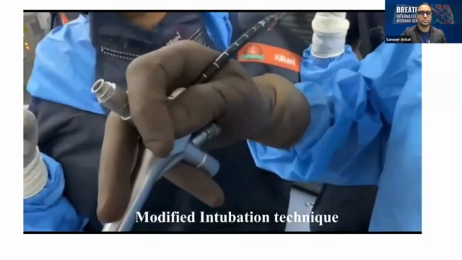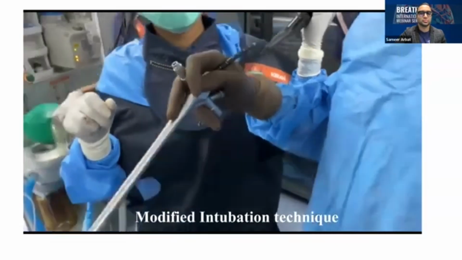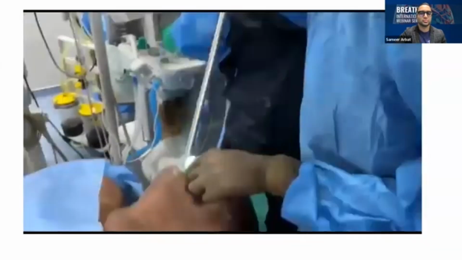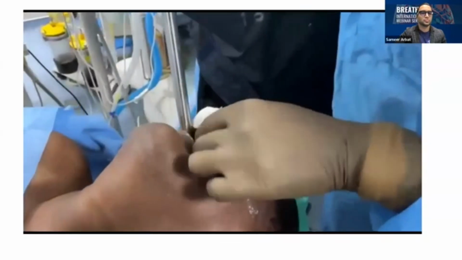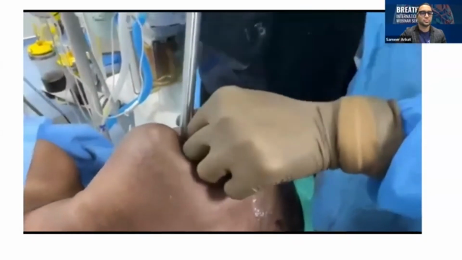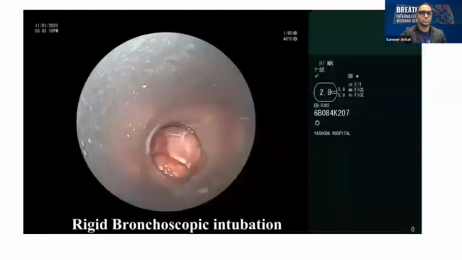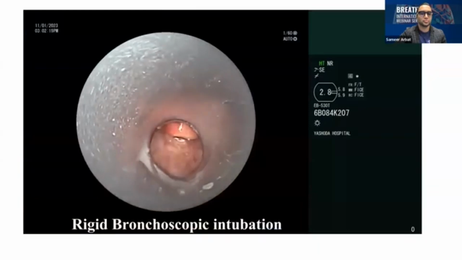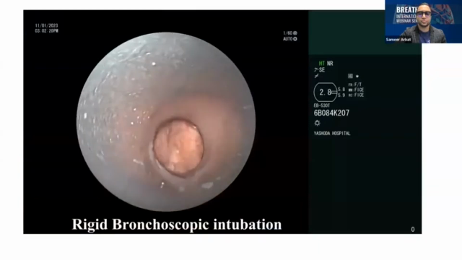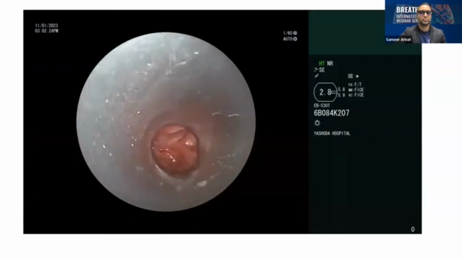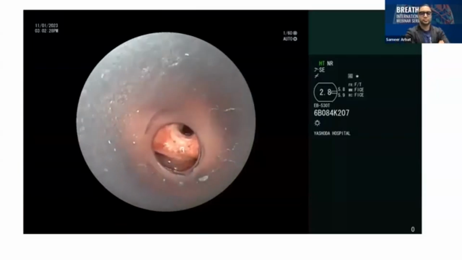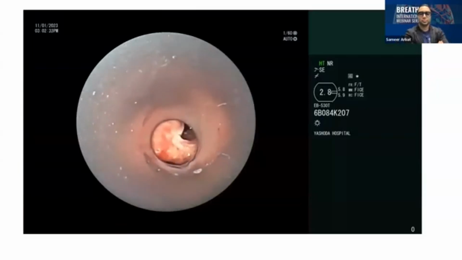But of late, what we are doing is, instead of using the rigid telescope, we use the same flexible bronchoscope for illumination. The advantage of using a flexible bronchoscope is that it also provides suction, therefore it prevents fogging. As you can see from here, once I visualize the vocal cord and uvula, I'm going and visualizing the epiglottis. Now I'm passing my bronchoscope below the epiglottis.